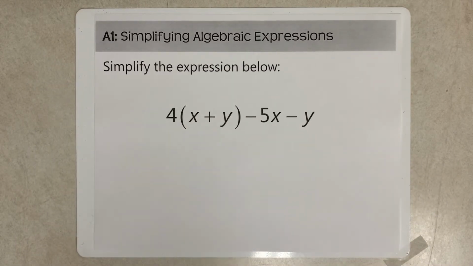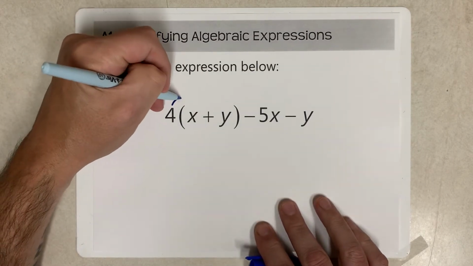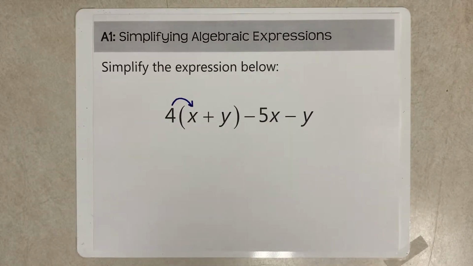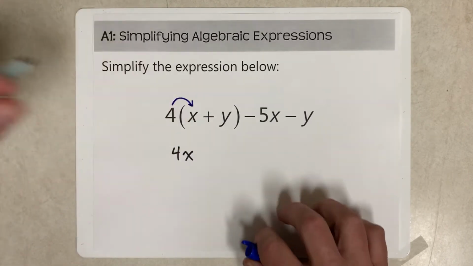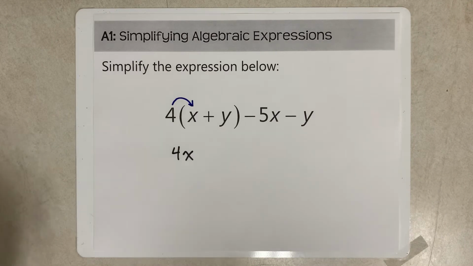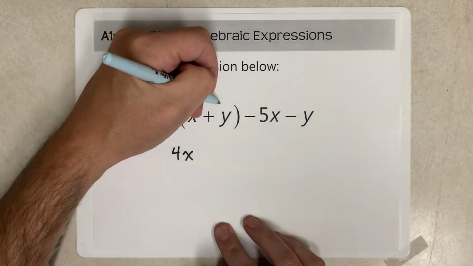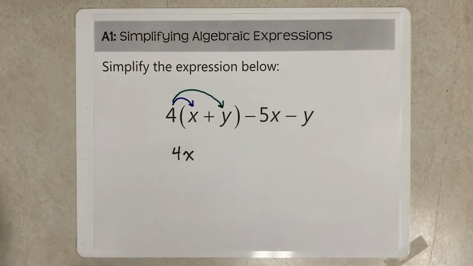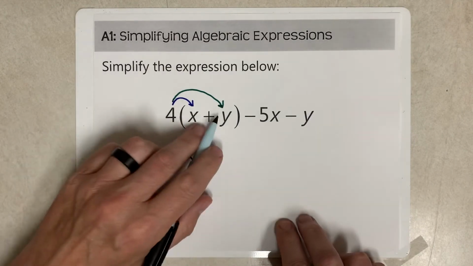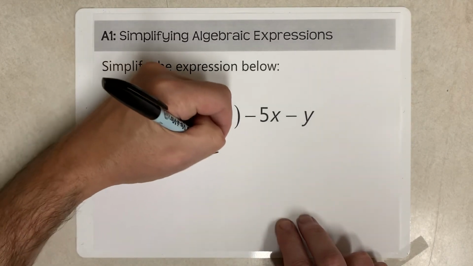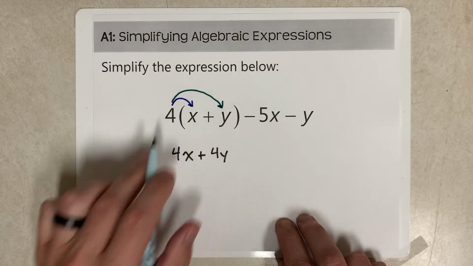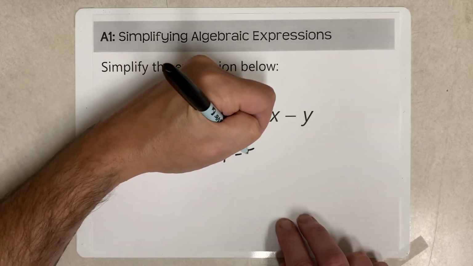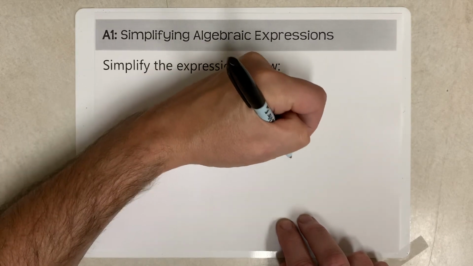Okay, this one, I've got some parentheses. Deal with those first. So this time I have 4 times x, which is 4x. I have 4 times y, which should give me a 4y. I put a plus there because there's a positive there, and that's a positive 4. Still minus 5x, and still minus y.